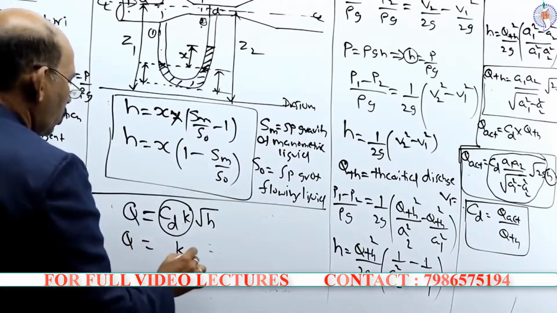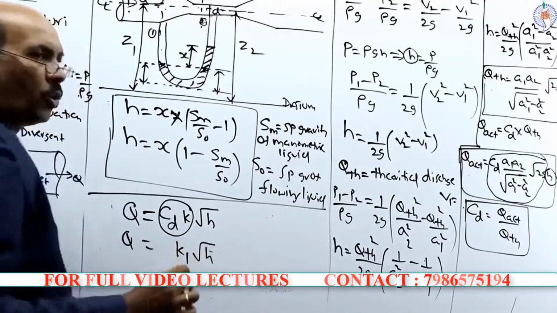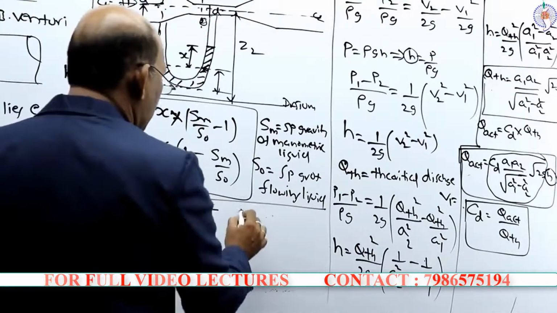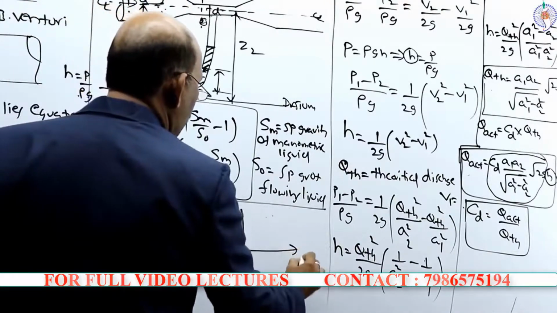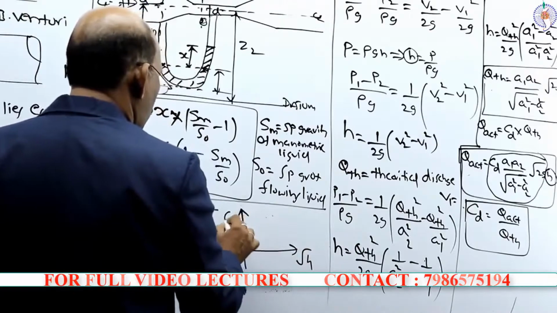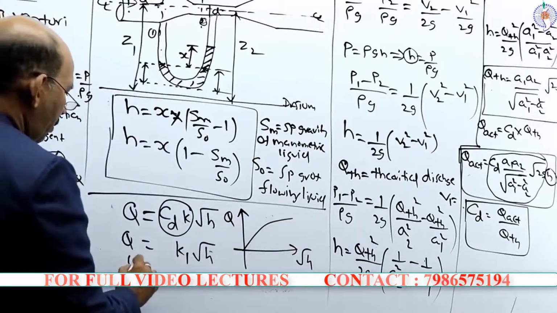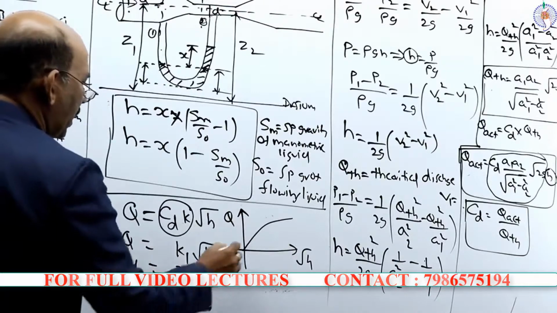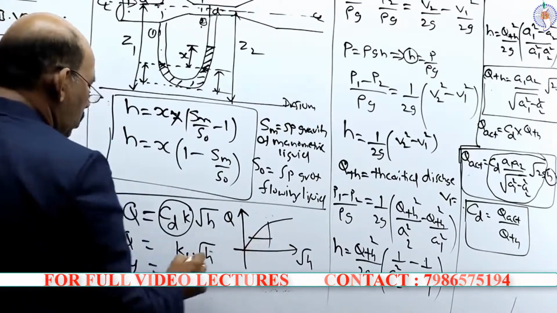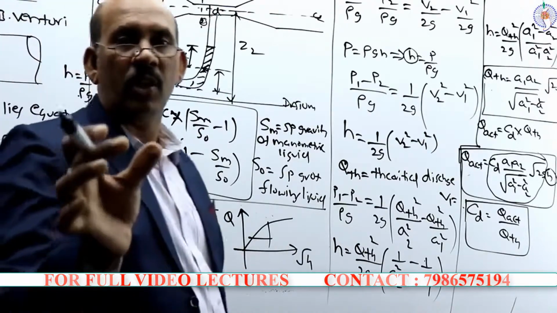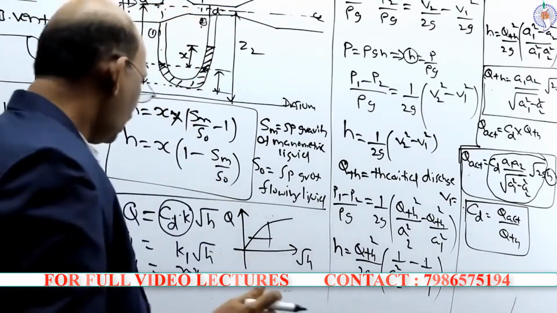So Q is equal to K1 into root H. So you can plot a graph between Q versus root H, a graph of the form y is equal to mx, and you can calculate the slope, and using the slope you can estimate the value of CD, that is the coefficient of discharge.